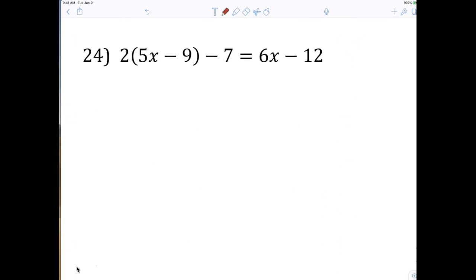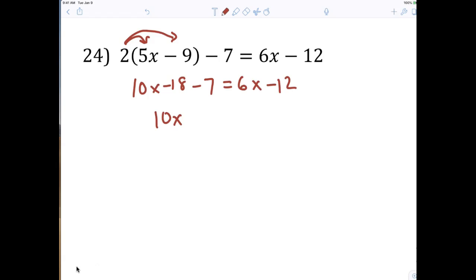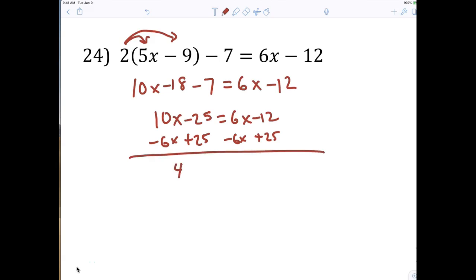Let's do 24. All right, let's distribute here. Carter, I want you to stop being distracting. Distribute. All right, Carter, tell me what happens when you distribute. That's right. Now the next step is to go ahead and say, yeah, I would do plus 25. So 4x is equal to what? Are we okay with that? 13 over 4.